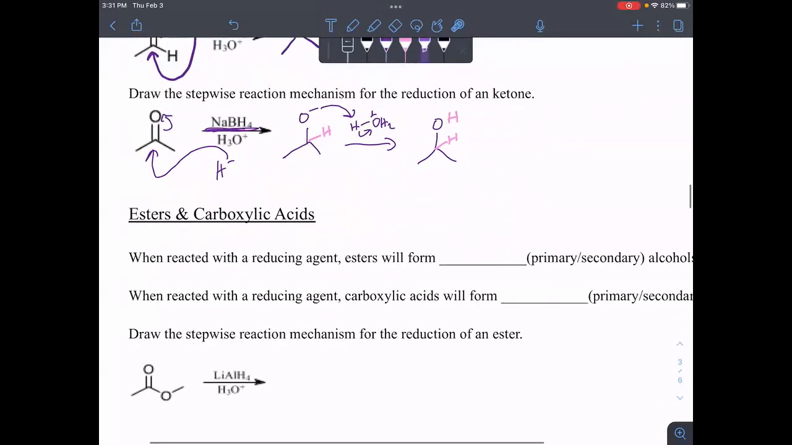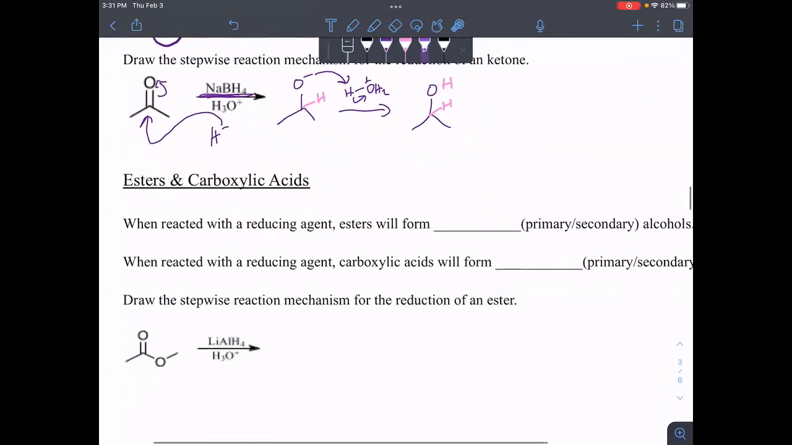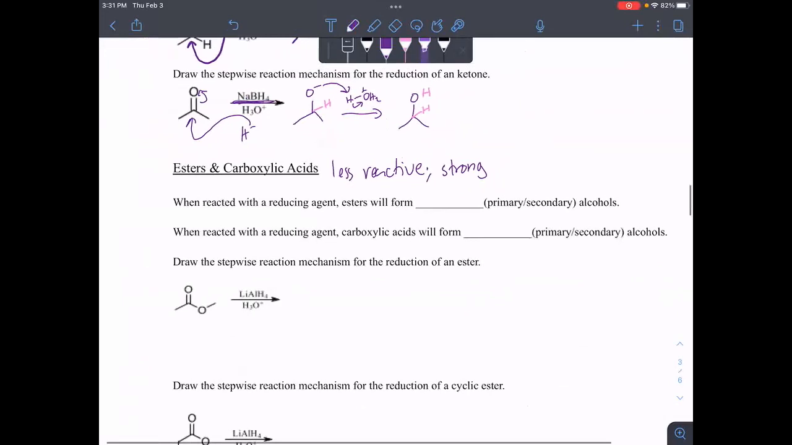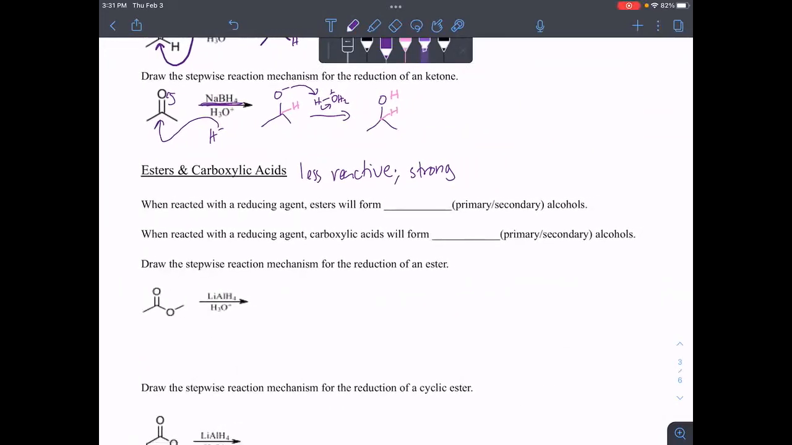Now, do you remember, are esters and carboxylic acids more or less reactive? So we need what kind of reducing agent to work on them? And then do you remember what the reagent was for strong reduction? Bro, that was strong oxidation.